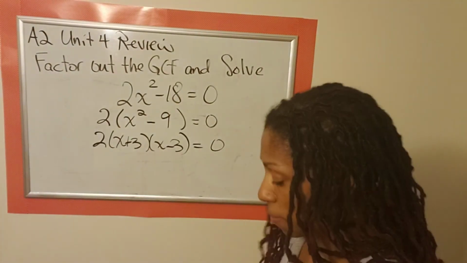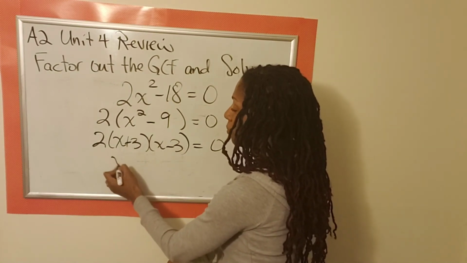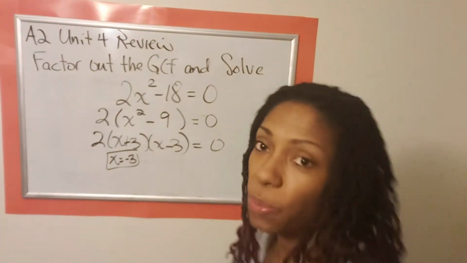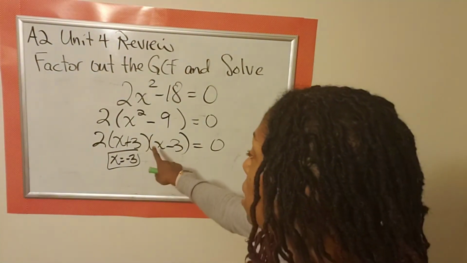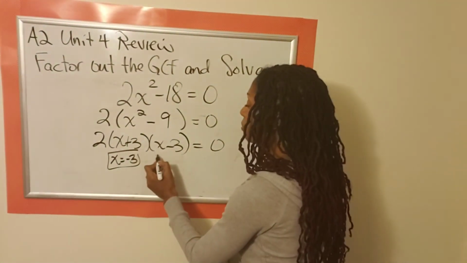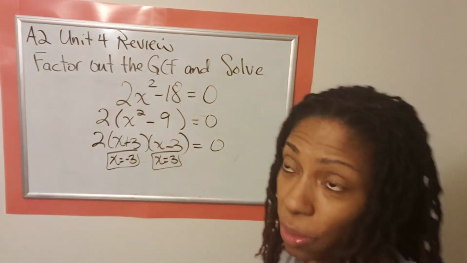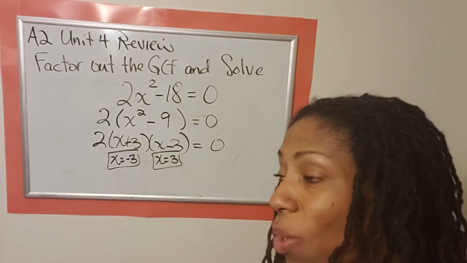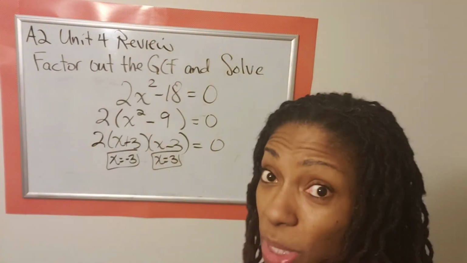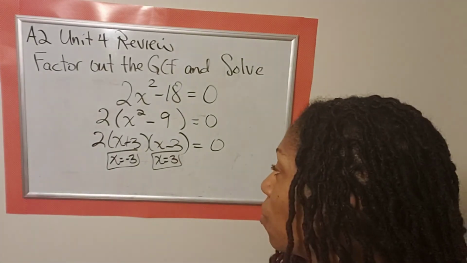If x equals negative 3, this factor, x plus 3, will equal 0. And if x equals positive 3, this factor will equal 0. So if x equals positive 3 or negative 3, each of those factors would equal 0, making the whole function equal 0. So there's actually two values.